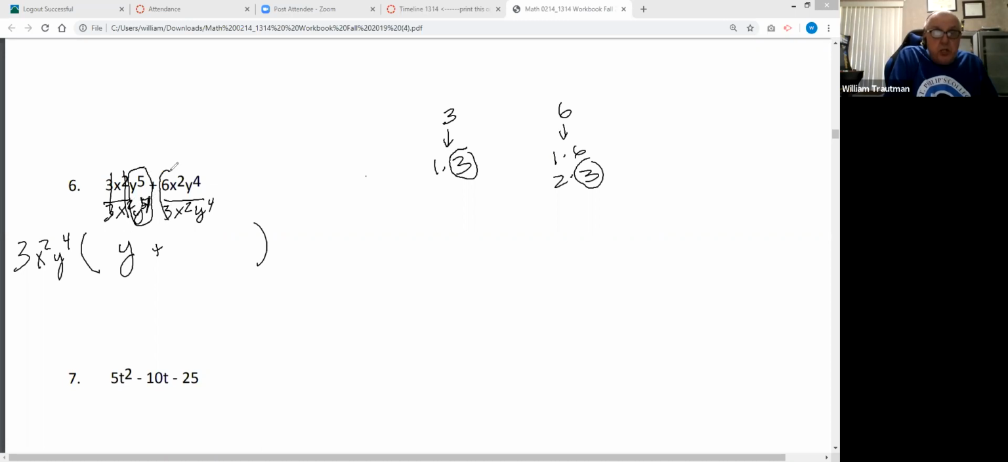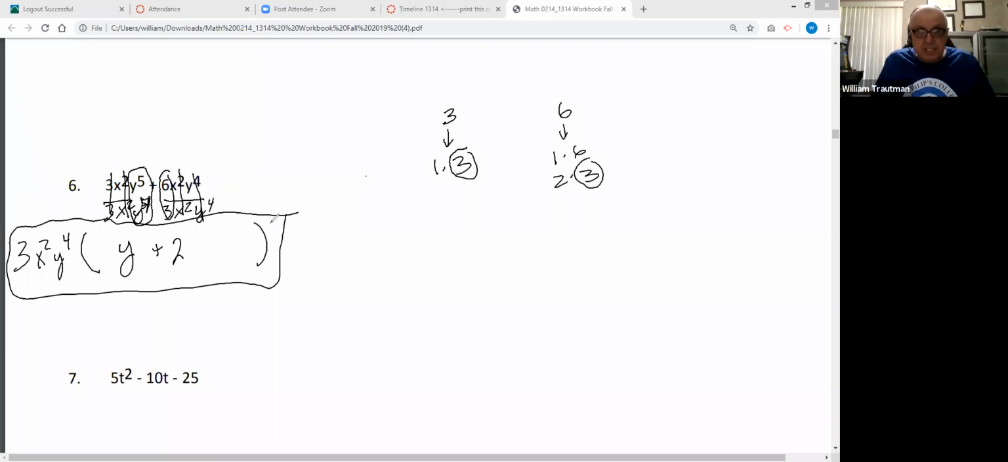Then we're going to do this one. 6 divided by 3 is 2. These two cancel. They're the same. These two cancel. They're the same. This is the answer. That's it.